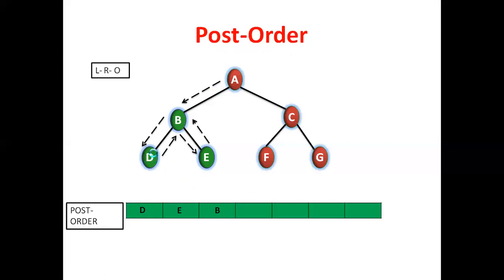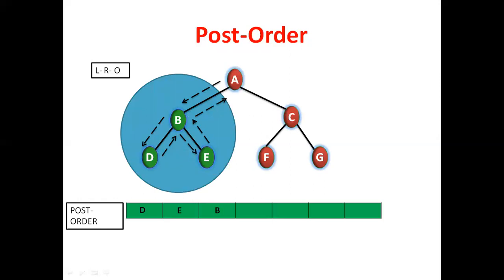Which is the left part? That is D, the left of B, right? Now what is the right of B? E. Visited. According to the LRO formula, what is the root node? B is the root node, so visit that one. Again come back. Left part completed. Now think about the right part, the right subtree.